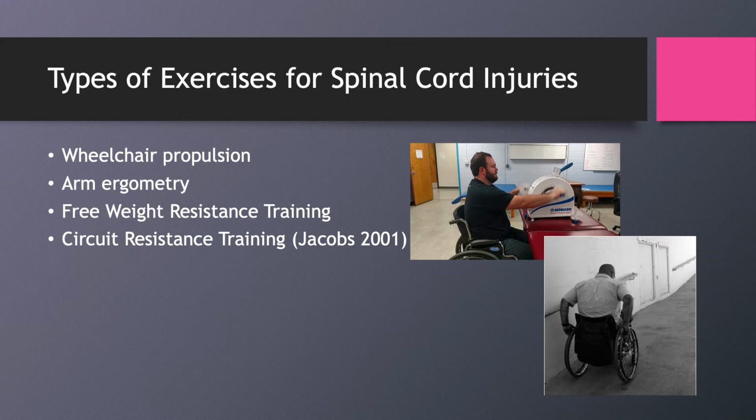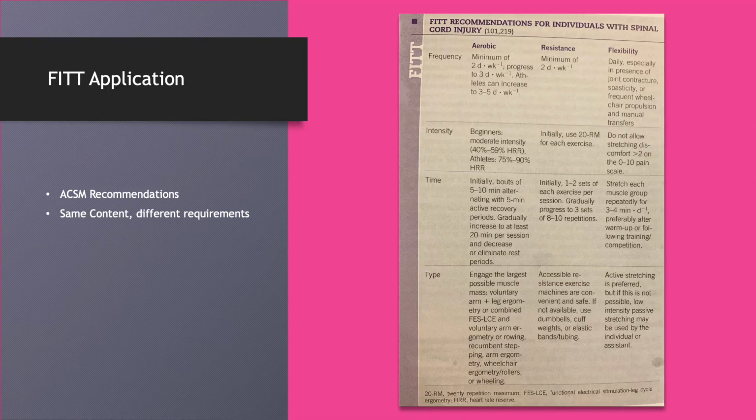Next, what we're going to be looking at is the FIT recommendations and application for those with spinal cord injuries. Looking at aerobic, we can see that the frequency is less than the normal healthy adult. It's a minimum of 2 days a week, progressing to three. And as it says, athletes can increase from 3 to 5, which is what we see with normal healthy individuals. With resistance training, we see a minimum of 2 days a week, and with flexibility, daily flexibility training is what is recommended.